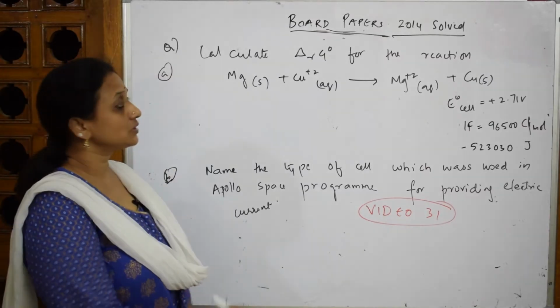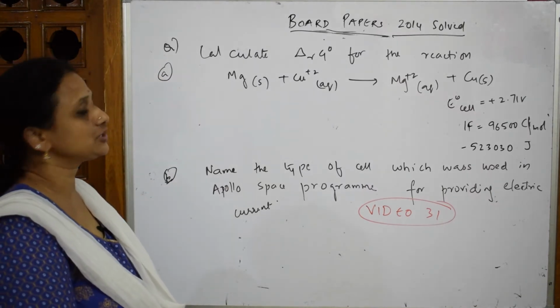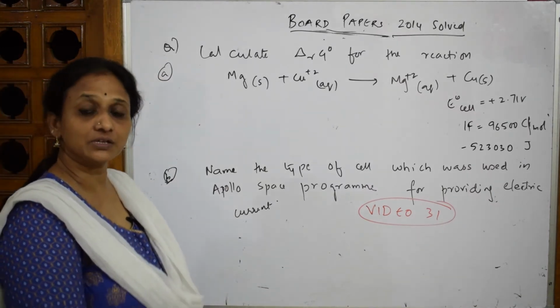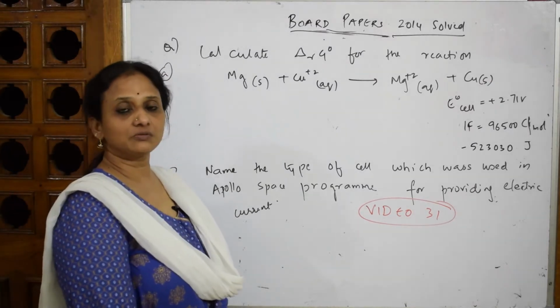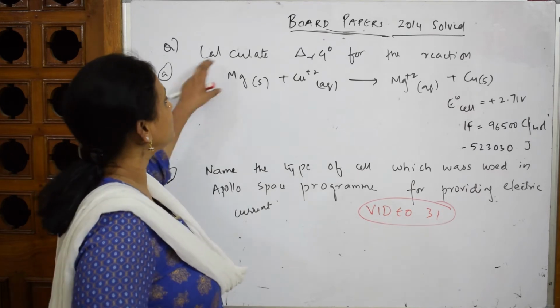Now let's come back and solve your 2014 paper. Let's see the question. What did they give us? Calculate the delta G naught. So they've always been asking you Gibbs free energy. Be careful while solving the numerical. So delta G naught for the reaction. They've given me one reaction.